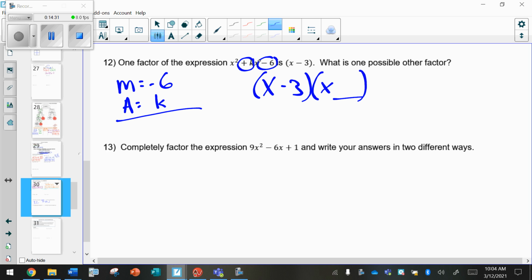Well, because they gave us half the answers, we know one of the numbers that we're looking for is already a negative 3. So if we are looking for two numbers that multiply to be negative 6, but we already know one of them is a negative 3, well, that makes it pretty easy to find the other one as a positive 2. So there's our other factor, x plus 2.